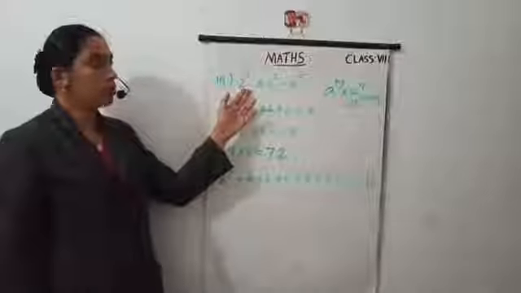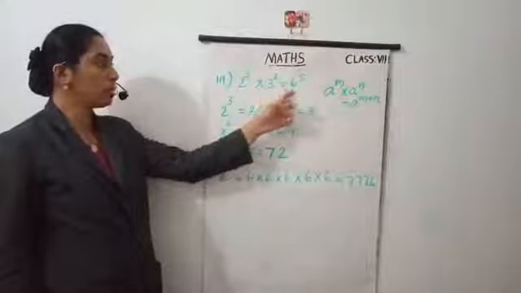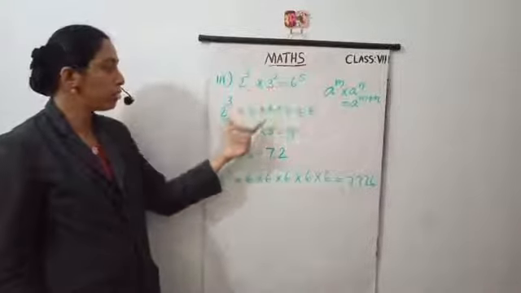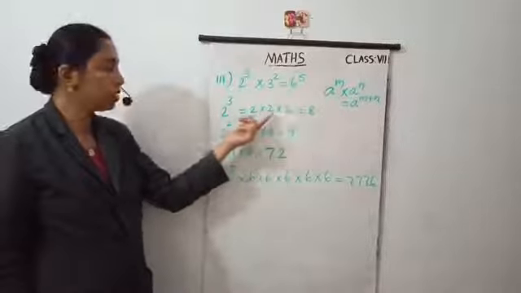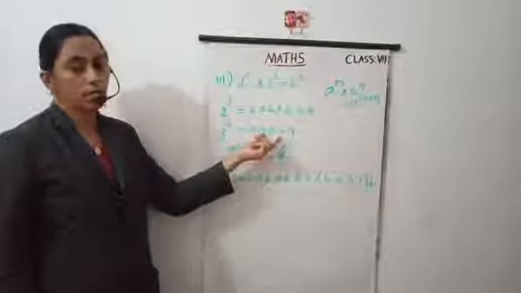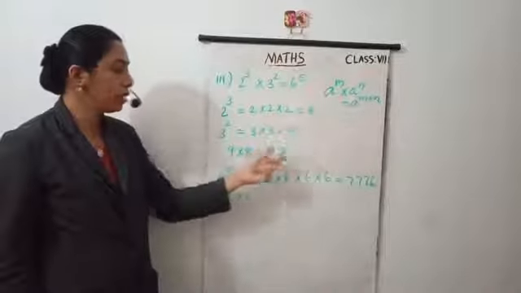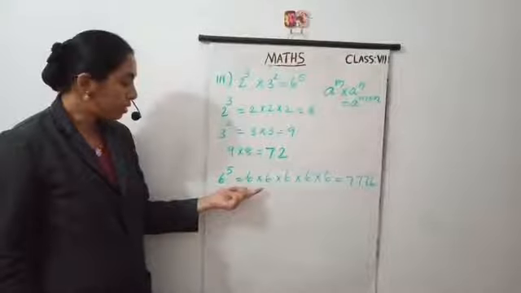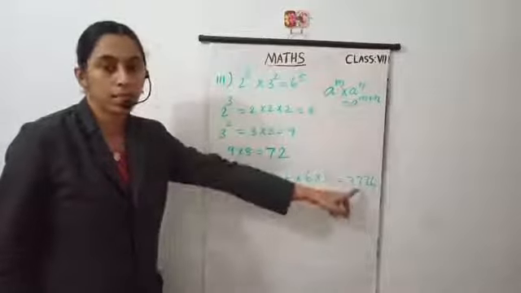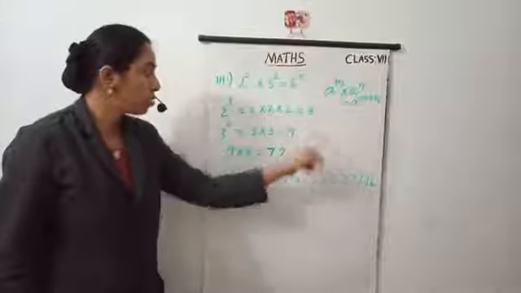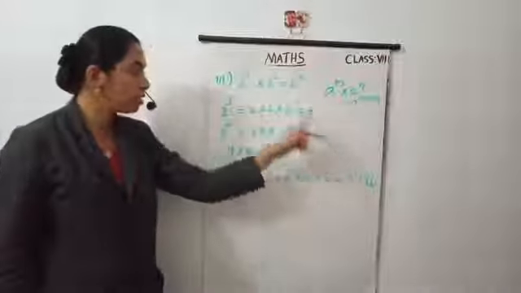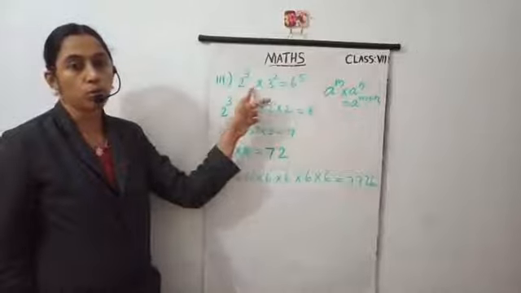So third question, 2 raised to 3 into 3 raised to 2 equals 6 raised to 5. Check, is it true or false. First, 2 raised to 3 means 2 into 2 into 2, that is 8. And 3 raised to 2, 3 into 3 is 9, and multiplying 8 into 9 we get 72. And 6 raised to 5, after multiplication we get 7776. So 72 is not equal to 7776. So this statement is also false.